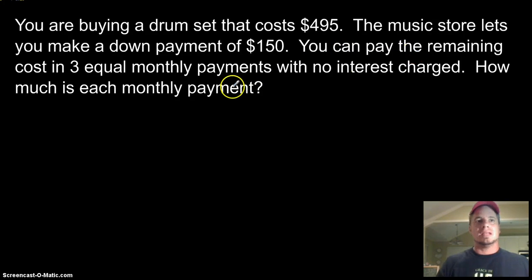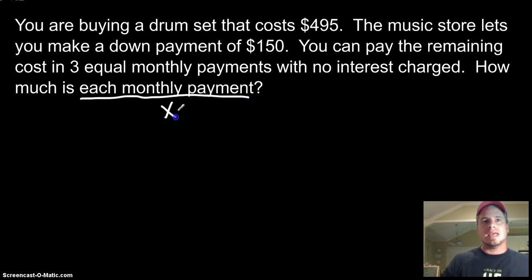You can pay the remaining costs in 3 equal monthly payments with no interest charged. How much is each monthly payment? Well, each monthly payment has to be our variable. We're going to call that x. So that's what we're looking for, each monthly payment. So we got to pick out some of the stuff from this word problem that's going to help us solve. You're buying a drum set that costs $495, that is the total.